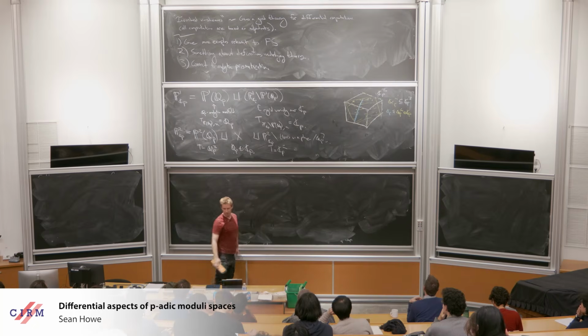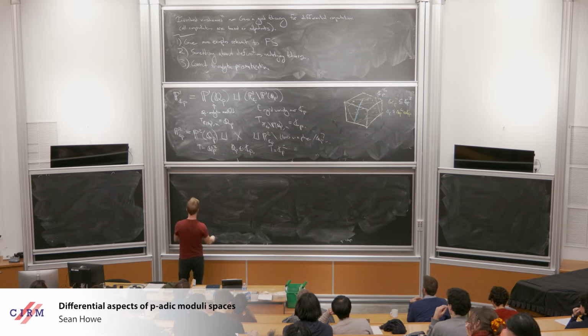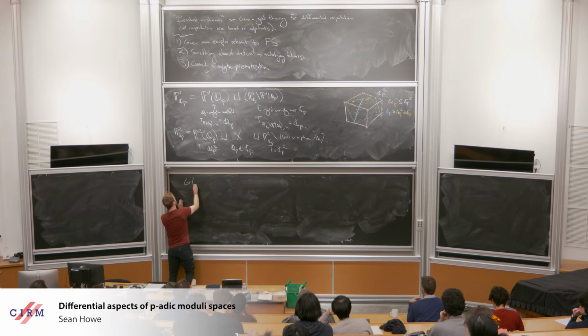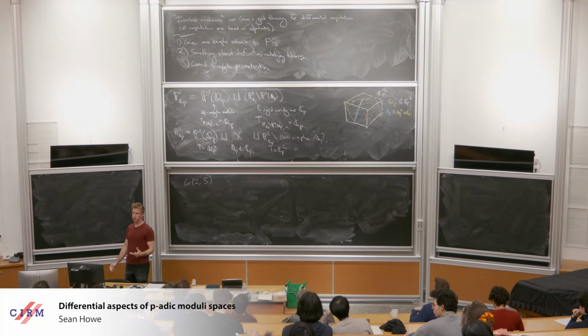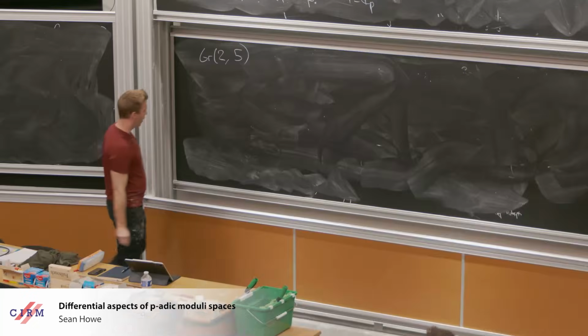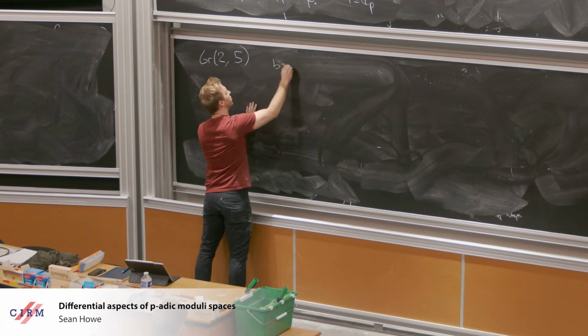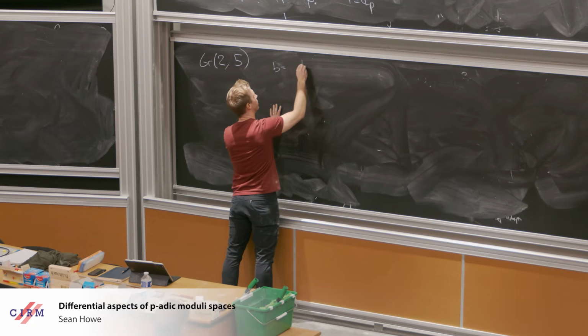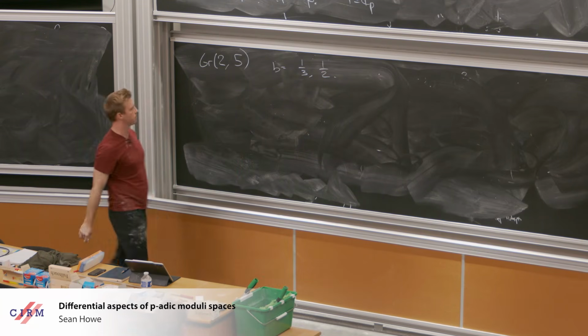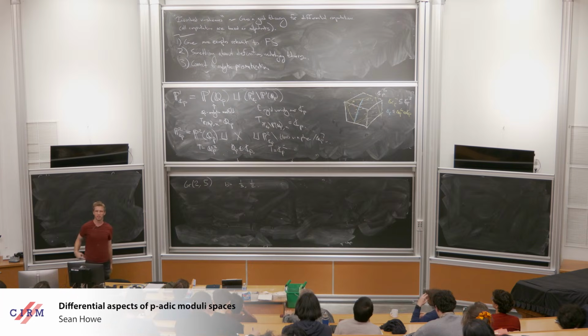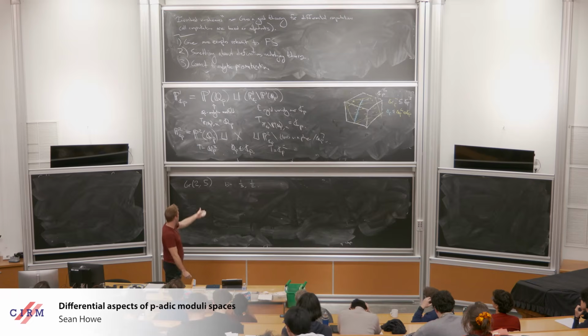So for my last example of a Newton stratification, I want to look at the Grassmannian of two-dimensional planes inside of five-dimensional space. And I want to look at the Newton strata corresponding to the slopes 1/3 and 1/2. So if you know what that means, great. Otherwise, don't worry about it. This is just some way of indexing these strata in this case.